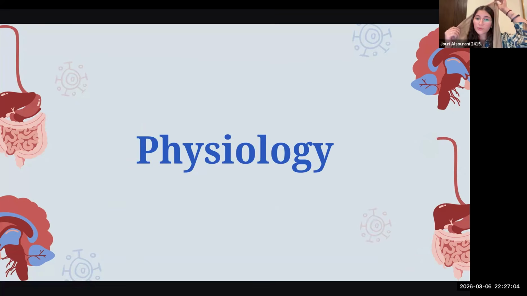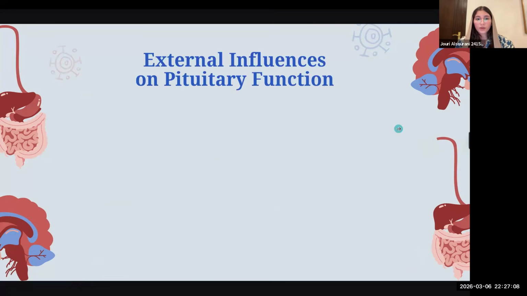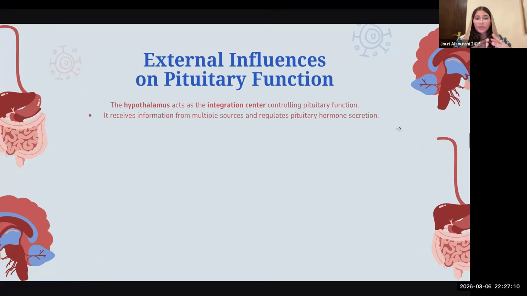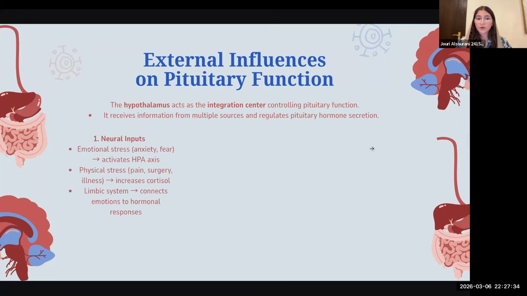All right, now moving on to the physiology aspect of this lecture. Firstly, the hypothalamus is like an integration center, and it controls the function of the pituitary. What happens is that we have many different stimuli, stress or anything else. It can send information to the hypothalamus. And now the hypothalamus is going to act on these signals, and it's going to regulate the secretion of pituitary hormones.